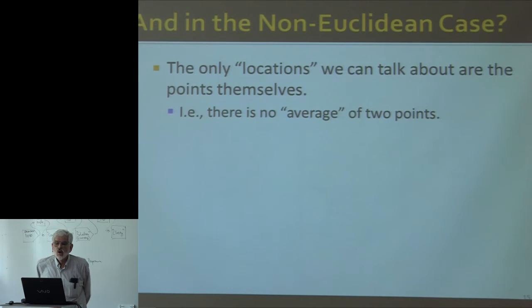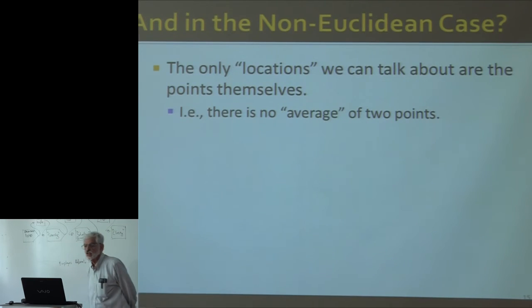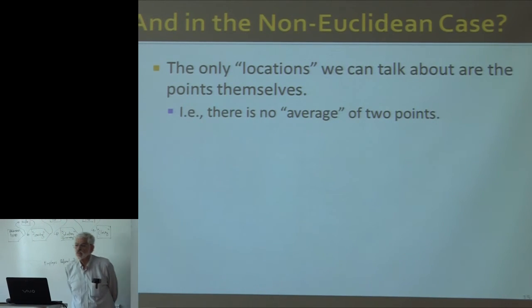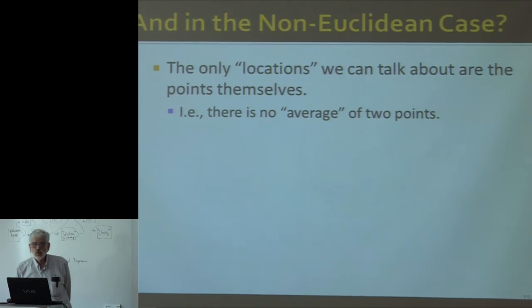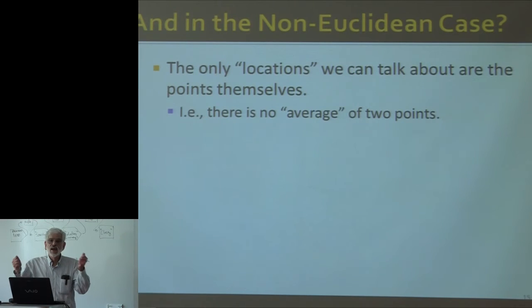Okay. Now, what about a non-Euclidean clustering? Again, the problem is we don't have arbitrary locations. We do know, however, the points in the cluster, and we can use those points as locations, but what we can't do is average 2 points.